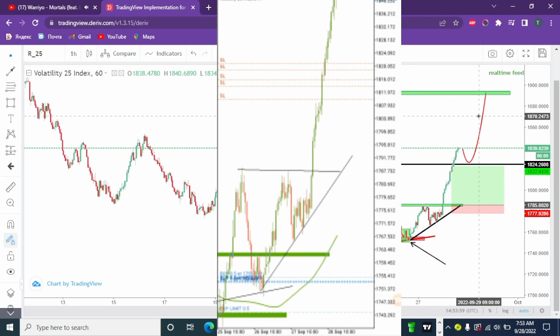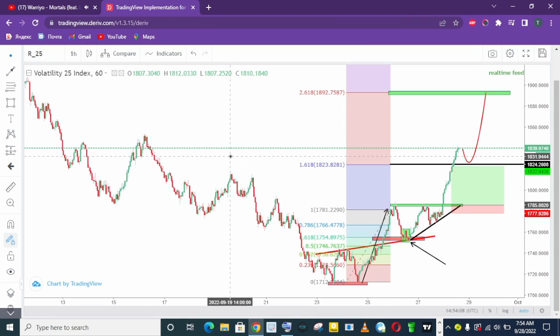So we took the trade and we are still in the volatility 25 trade, guys. You can hold that trade, as you can see. So this is basically how we make our analysis. This was a simple analysis on the volatility 25.